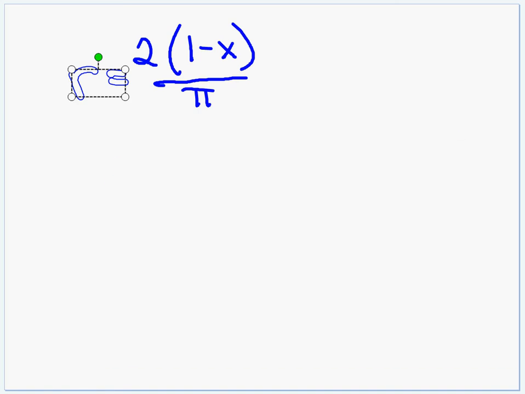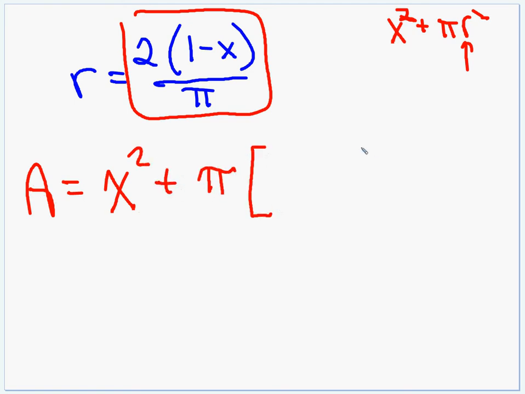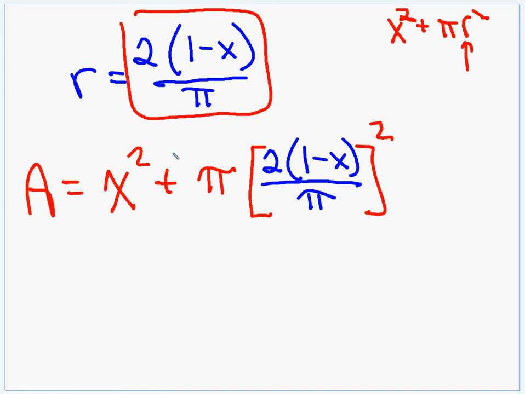Remember now our primary, I'm just going to sneak up here and copy it down in red ink real quick. Our primary was x squared plus pi r squared. We're going to take out that r and replace it with this quantity. So area equals x squared plus pi. In here would go the radius, and we're going to square it. We're going to replace that with 2 times quantity 1 minus x all over pi. Now, if you're thinking about canceling these, don't do it yet because we still got that squared in there.